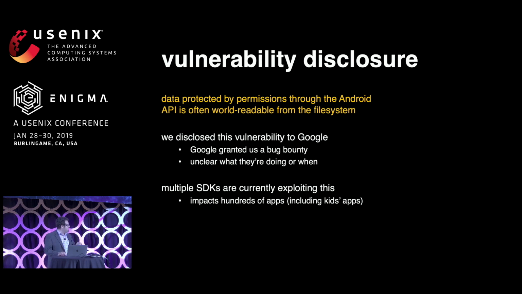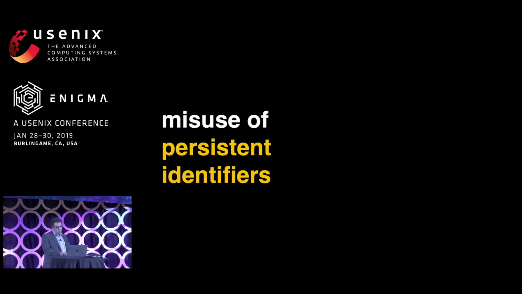Google gave us a bounty. They said they're fixing it. I don't know what they're doing, but maybe we'll hear more. Multiple SDKs are exploiting this vulnerability, and this impacts hundreds of apps, including kids apps, which I'm going to talk about a little later. Another thing that we see is misuse of persistent identifiers.